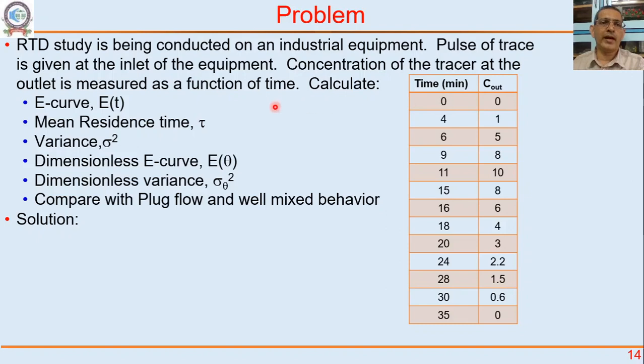I would like you to plot the E curve. I would like you to calculate the mean residence time, the variance, the dimensionless E curve, and the dimensionless variance, and compare with plug flow and well mixed behavior. And tell us whether this reactor behaves like well mixed or plug flow or somewhere in between.